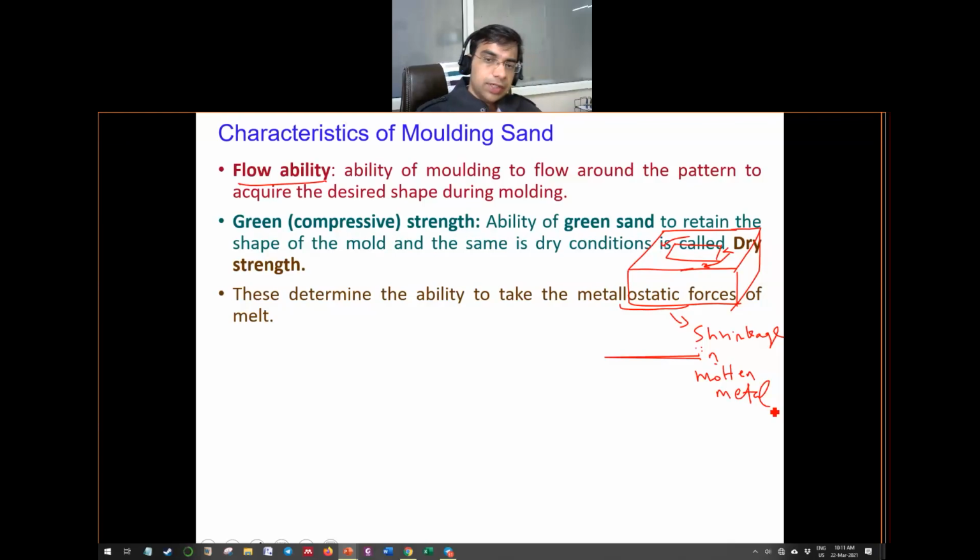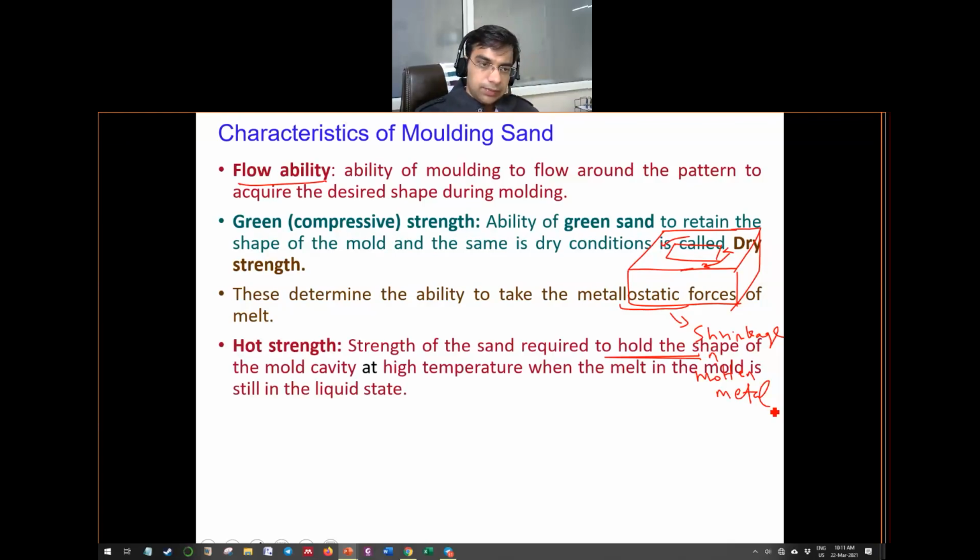So these forces which are developed are known as the metallostatic forces. Then next is the hot strength. So hot strength is the ability of the sand to hold the shape even at high temperature. So high temperature will come when the molten material is poured and it is still in the liquid state.